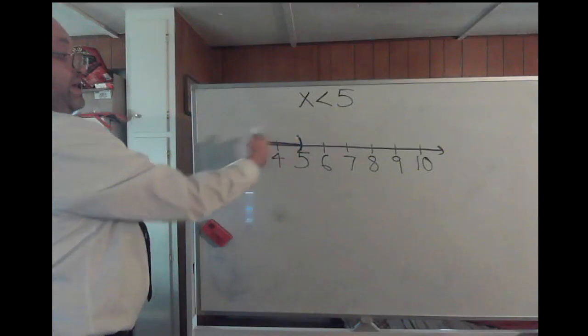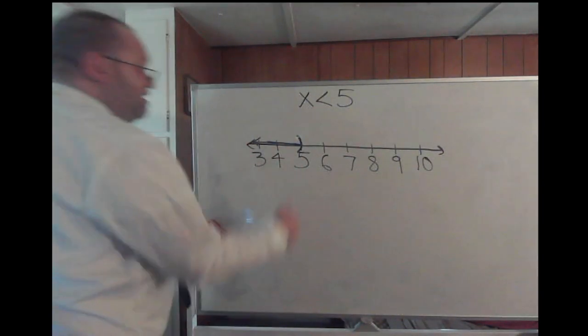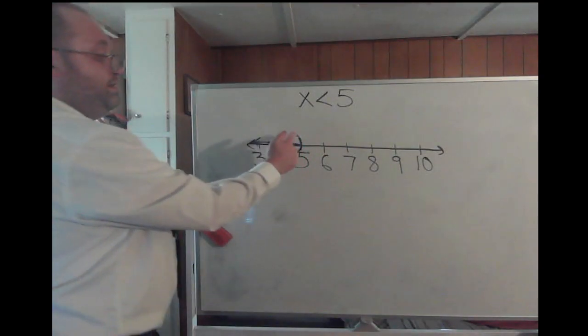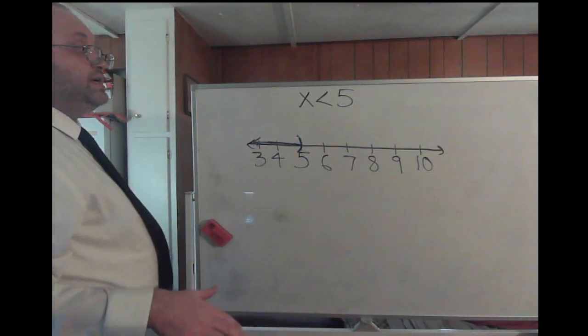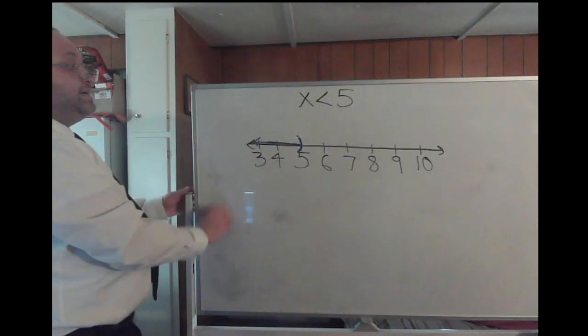That x is every number less than 5, not equaling 5, but less than. Because again, a parenthesis at that point of 5 means it's not equal to it. Had this been less than or equal to 5, we would have put a bracket instead.